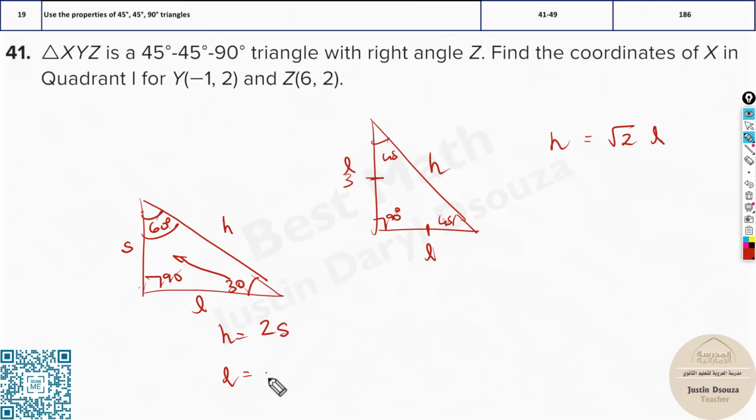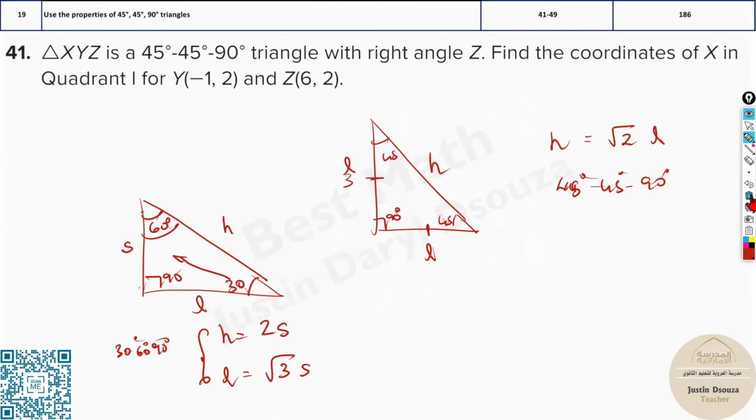The leg is equal to the square root of 3 times the shortest side. These are the formulas you must remember. These two are for 30-60-90 degree triangles, whereas this one is for 45-45-90. We just put a dash in between. So these are the two formulas. Now with these formulas, you can solve all the problems in this particular topic.